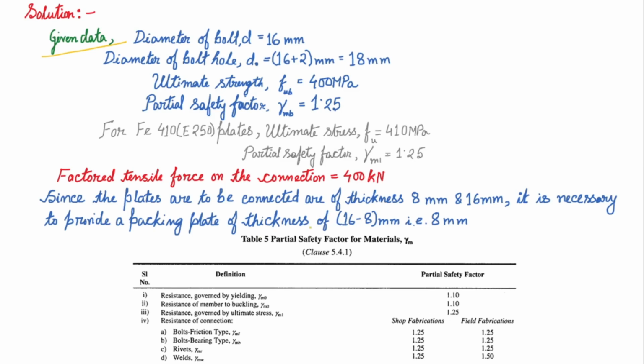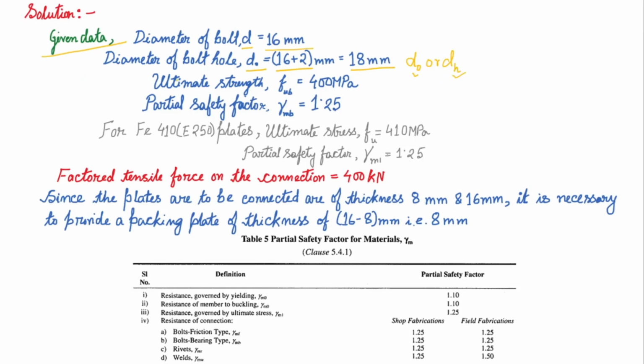The diameter of the bolt, which is small d, is 16 mm. Then diameter of the bolt hole, which is denoted by D naught here, it is 2 mm more than the bolt diameter. This is 18 mm. Remember, in some formula diameter of the hole is denoted by D naught, or in some formula it is denoted by DH. So do not get confused. D naught or DH both are same.